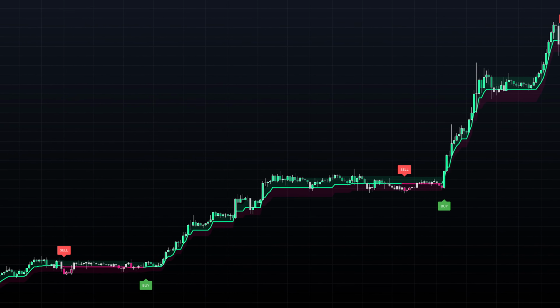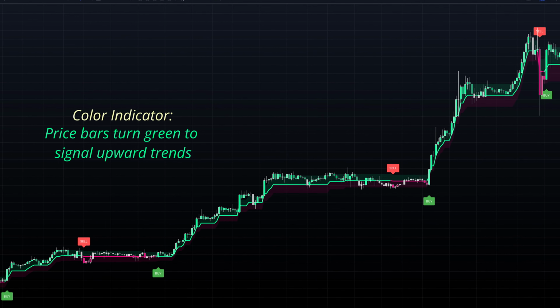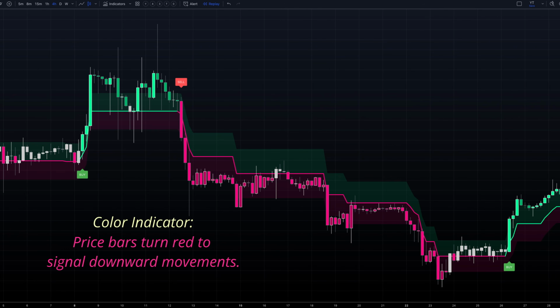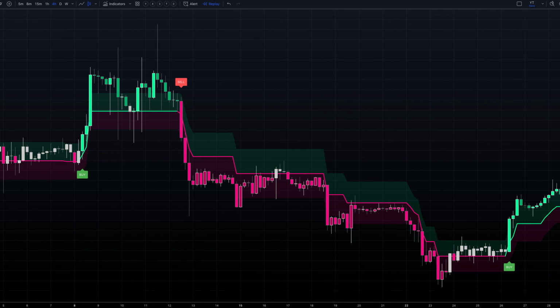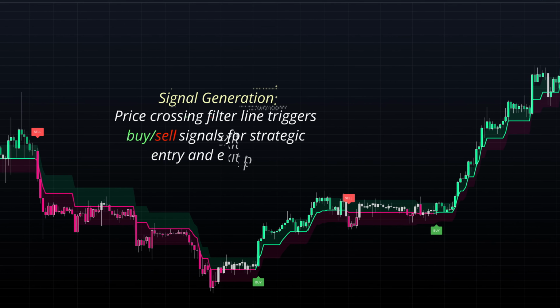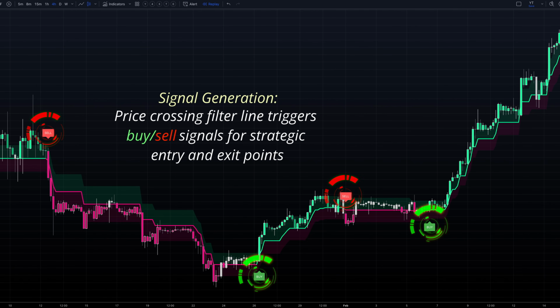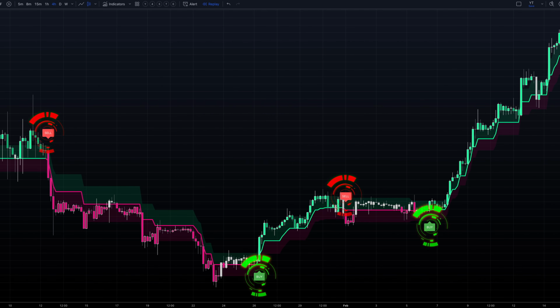Color-coding price bars to provide visual trend indication. Green represents upward trends, while red signifies downward movements. When the price crosses the filter line and meets specific conditions, buy or sell signals are generated. These signals can be used for potential entry and exit points in trading strategies.